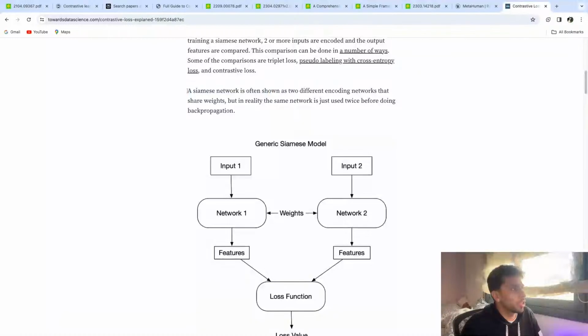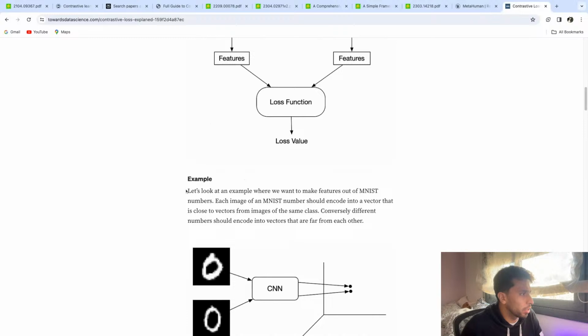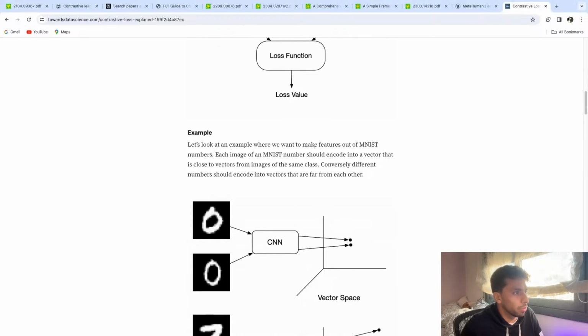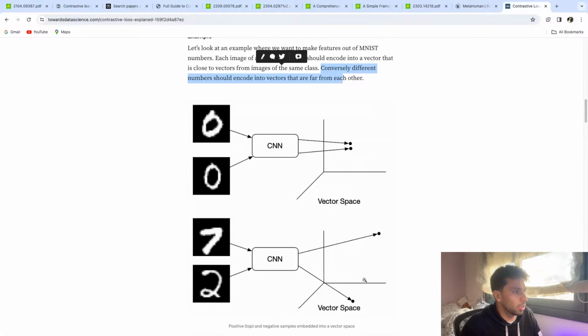Siamese networks often show two different encoding networks that share weights, but in reality, the same network is just used twice before doing backpropagation. Let's look at an example where we want to make features out of MNIST numbers. MNIST is a dataset that is basically images with numbers. Each image of an MNIST number should encode into a vector that is close to vectors from images of the same class. Conversely, different numbers should encode into vectors that are far from each other.